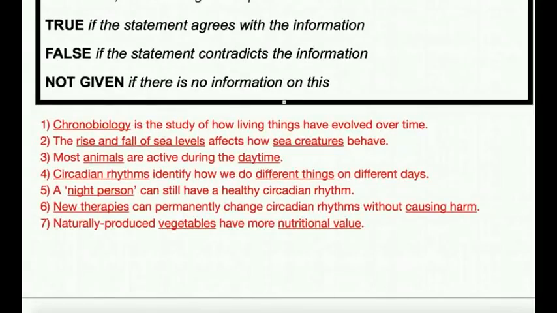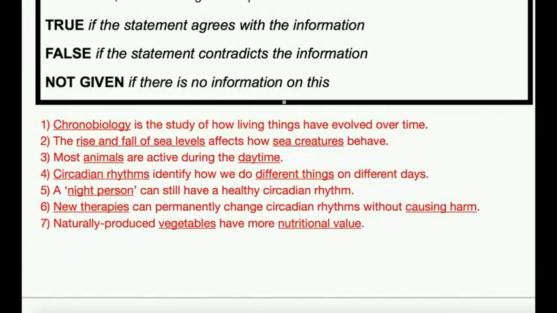Now we'll look at starting to find this information in the text. So I want to scan through the text to do this. Now the first statement here you can see is chronobiology is the study of how things have evolved over time. Now this is clearly a definition of chronobiology.